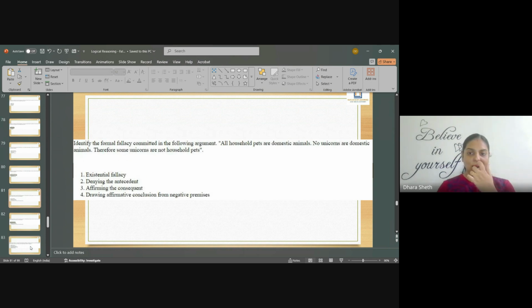Next, all household pets are domestic animals. No unicorns are domestic animals. Therefore, some unicorns are not household pets. Existential fallacy, denying the antecedent, affirming the consequent, drawing affirmative conclusion from negative premises.